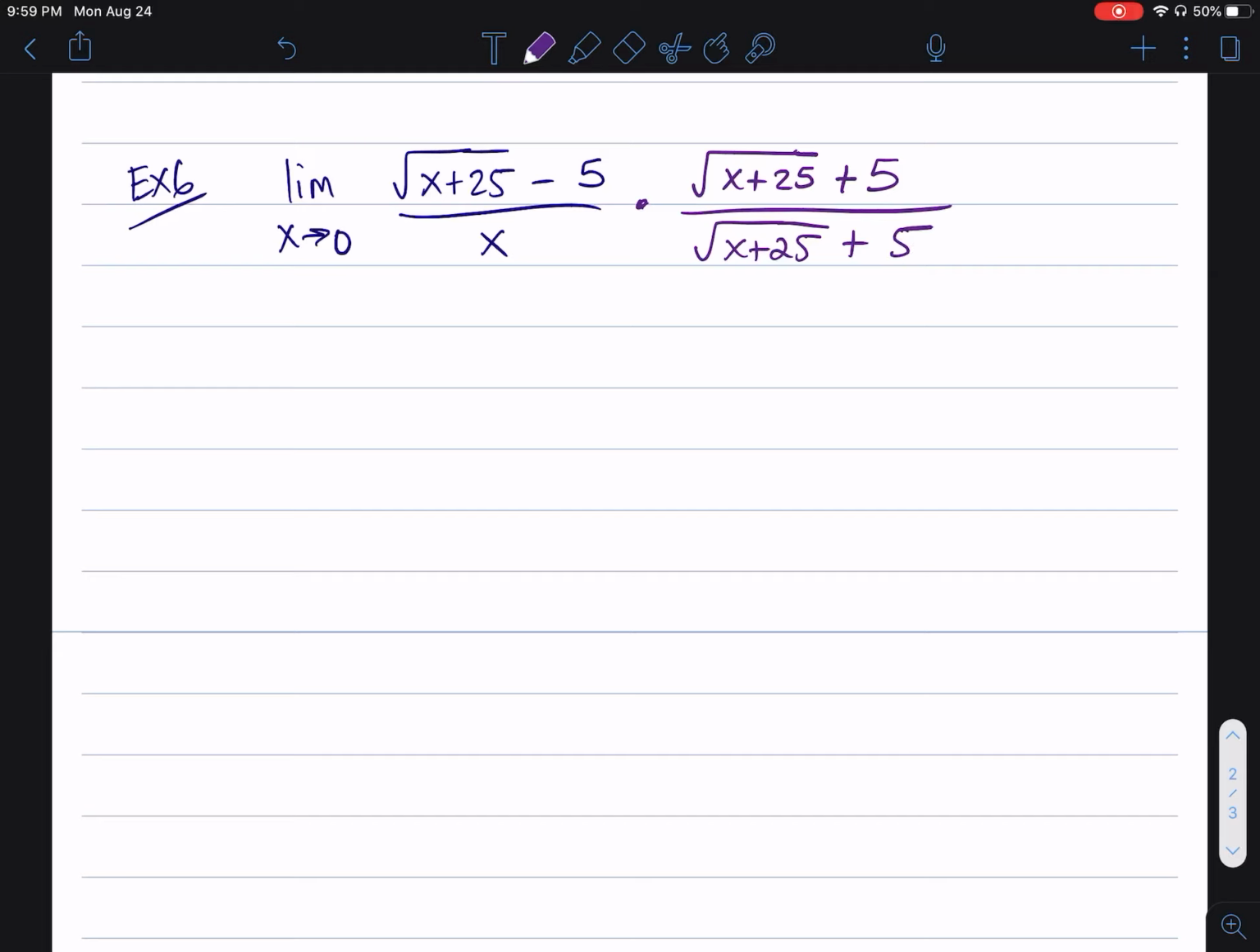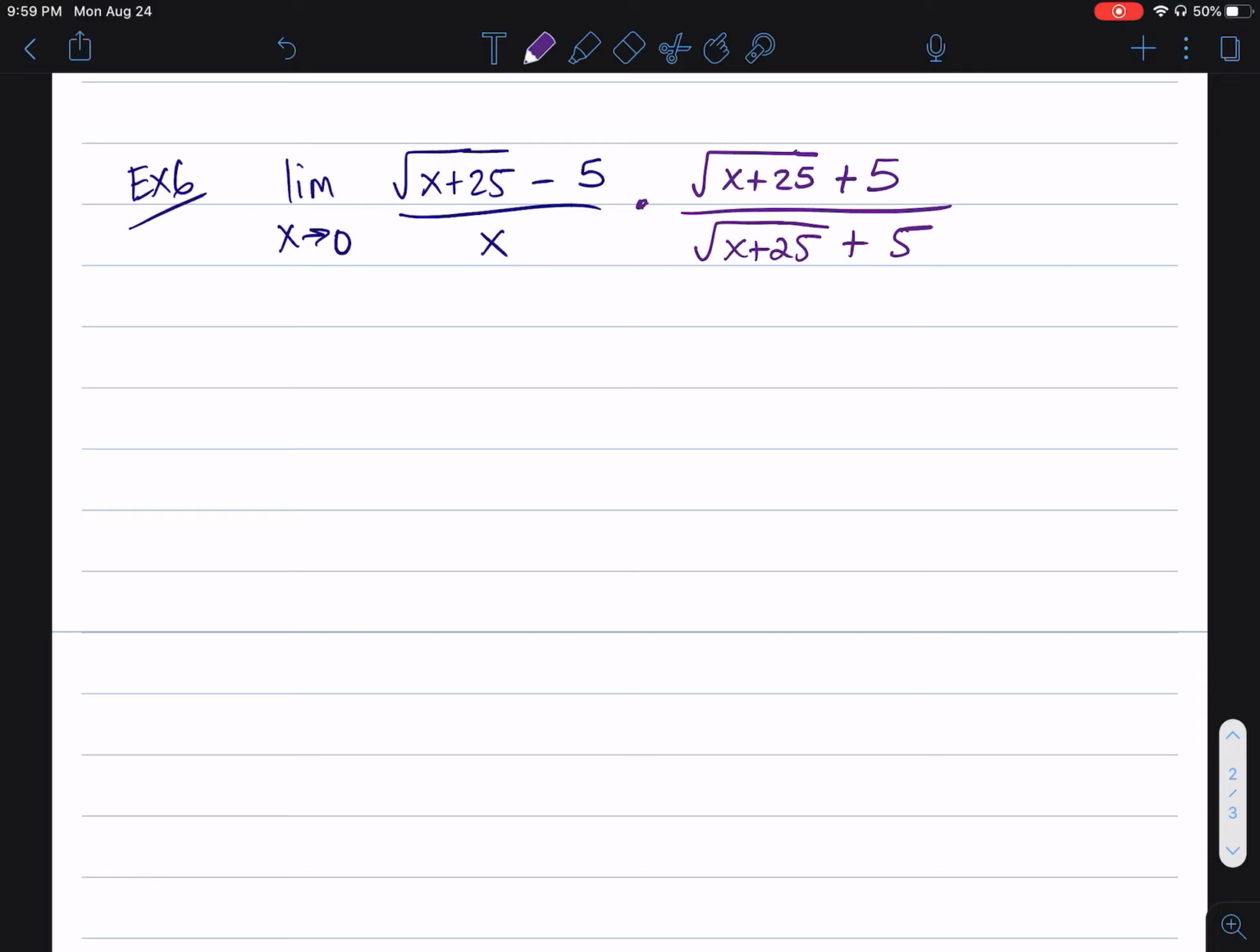Always make sure that if I'm multiplying, I multiply by the same thing on the top and bottom to keep it where I'm just multiplying by 1. I'm not actually changing the value of this problem. I'm just changing the look of it so I can do some different things.